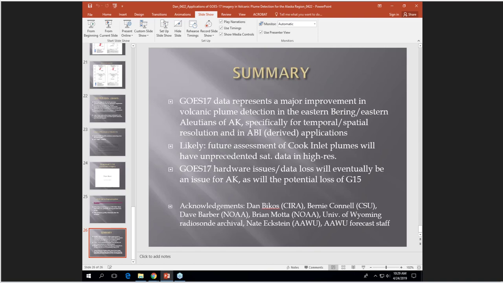I'll also mention the GOES15 hardware issues with the heat pipe issues, and the data loss because of this will eventually be an issue for Alaska. It's just a matter of that coinciding with an eruption. We've had a pretty quiet year and a half, but 2 years ago in the spring, we had 2-3 volcanoes every day. So it just depends on when, but this data loss will eventually be an issue for Alaska. And with the potential loss of GOES15 at some point, that will be an issue too.